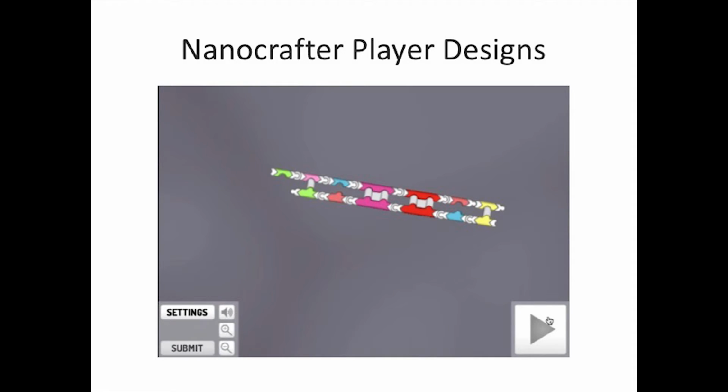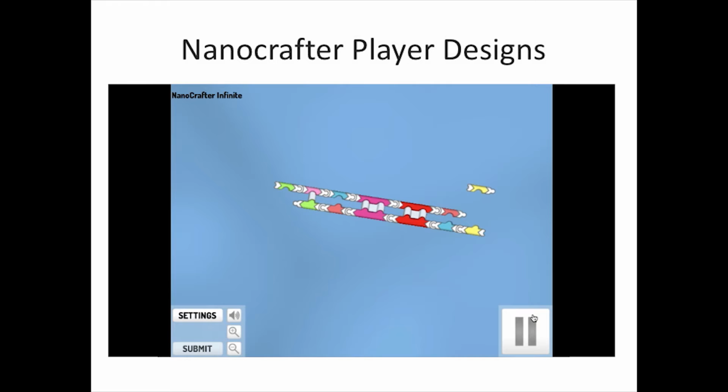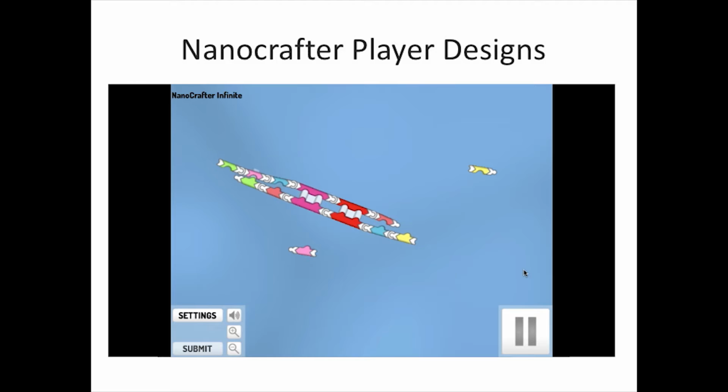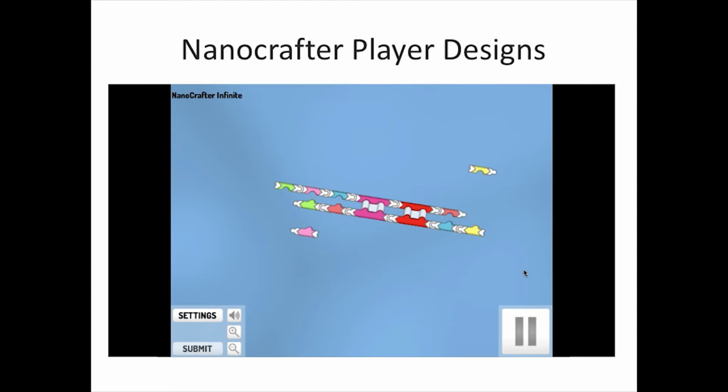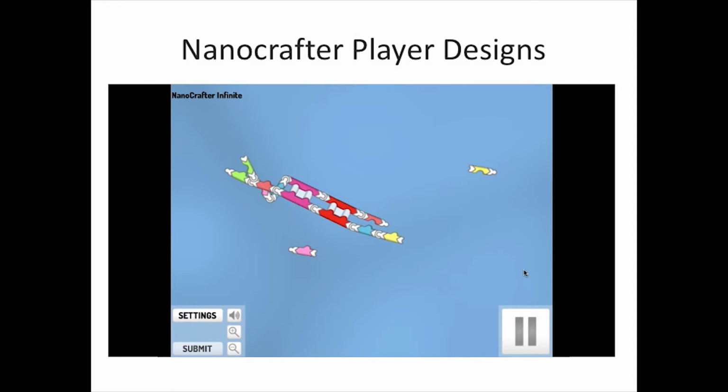And this one is more of an exploit of the physics system of the game, but this is something that a player built that swims across the screen once it's simulated. So it's a fun design that a player built. Probably not realistically plausible, but it's a fun use of the physics layout system in the game that a player came up with.